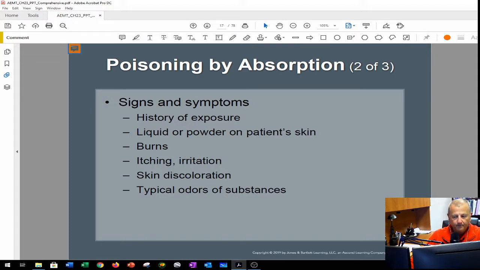One, you have to protect yourself because you don't want to get the powder or whatever's on them onto you. So hopefully hazmat's there, but it's important to get the clothes off. It's very important to get their clothes off because you don't want to contaminate yourself, your ambulance, the hospital, the people in the hospital. So we have to expose them and get those clothes off.